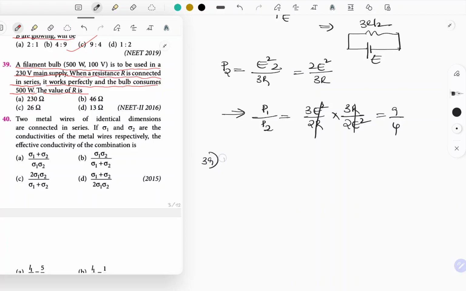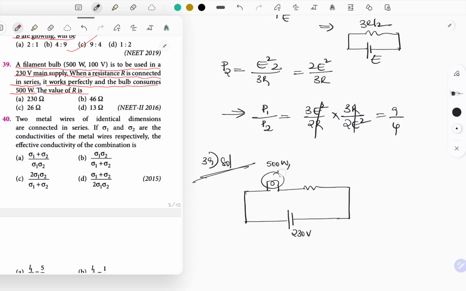Question number 39. A bulb and a resistor, which are connected in series to a supply voltage. What's the supply voltage they have given? 230 volts. This is the supply voltage. What's the rating of the bulb they have given? 500 watt, 100 volts. So whenever you come across numericals based on the bulb, first of all, try to find out resistance of the bulb from the given data.